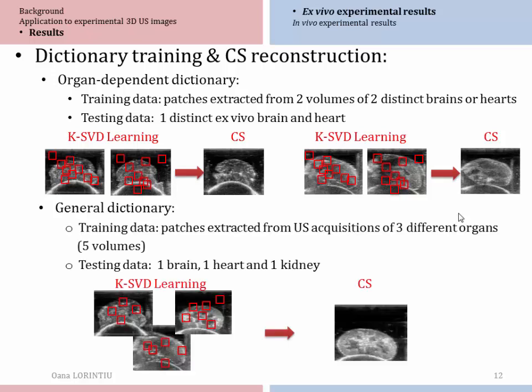And then the second dictionary that we learn is a general dictionary, where we train our dictionary on patches that are coming from 3 different organs, so from 5 different volumes. So we learn the dictionary on brains, hearts, and kidneys. And then we test the compressed sensing reconstruction of this dictionary on 1 brain, 1 heart, 1 kidney that aren't included in the training data.